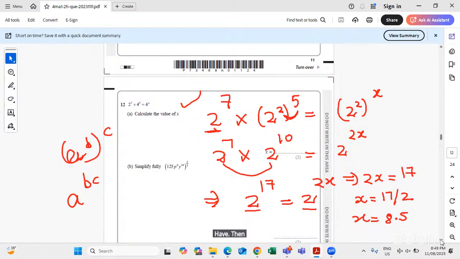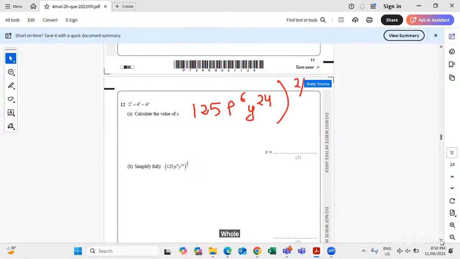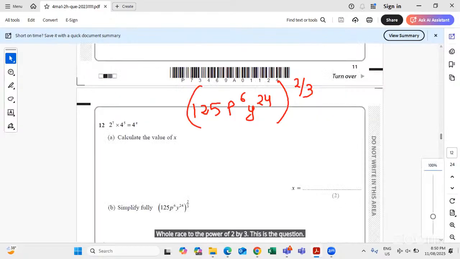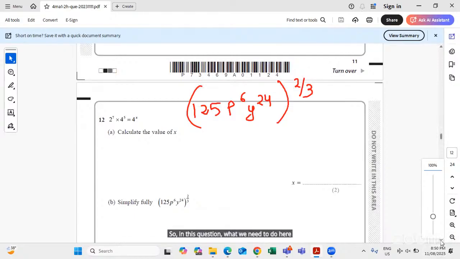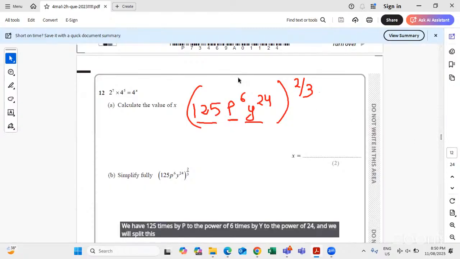Then the second part of this question, which is 125 p raised to the power of 6 y raised to the power of 24, whole raised to the power of 2 by 3. This is the question. In this question, we need to apply the index rules. We have 125 times p to the power of 6 times y to the power of 24, and we will split this power 2/3 across each of them.